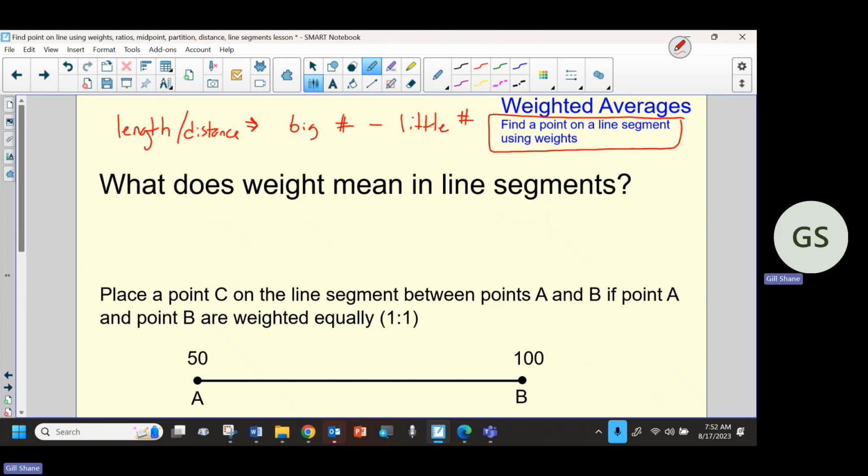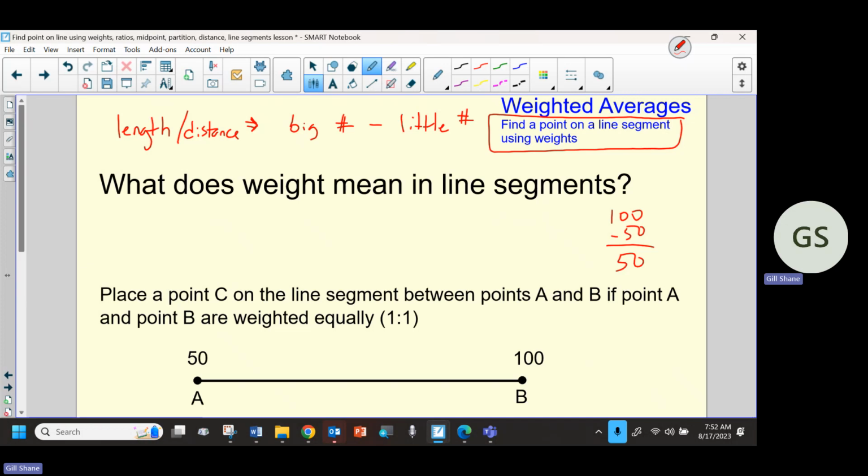So all we did, and we could just count. We could say, well, from 50, I go 51, 52, 53, 54, 55. So that works too if it's a really small distance between two things, but it's really subtraction. So, we said 100, subtract 50. So the length of that is 50.